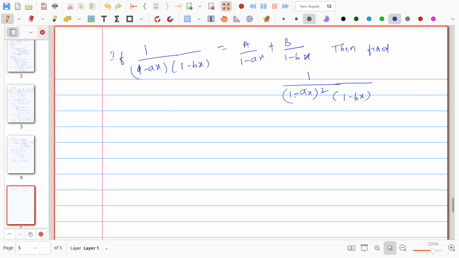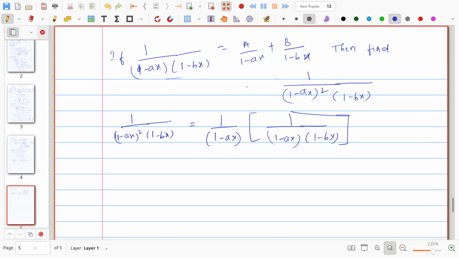We need to find 1 minus ax square and 1 minus bx. These two terms seem to be the same, but the thing is the square is there. We need to identify these terms. Writing the same term again, because we need to find this equation, 1 minus ax square into 1 minus bx. Here we can take common 1 minus ax. If I take the common 1 minus ax, inside there will be 1 minus bx. Is it right? I can write this in a simple manner, right?